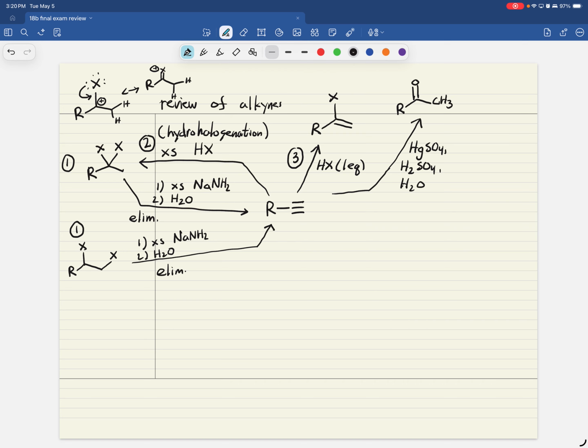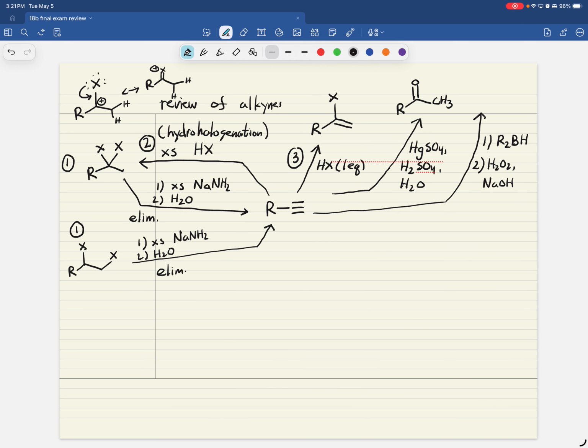So it goes to the more substituted side and forms a ketone. Now, if we did hydroboration instead, so let's do 1, hydroboration oxidation, R2BH, and then 2, H2O2, sodium hydroxide.